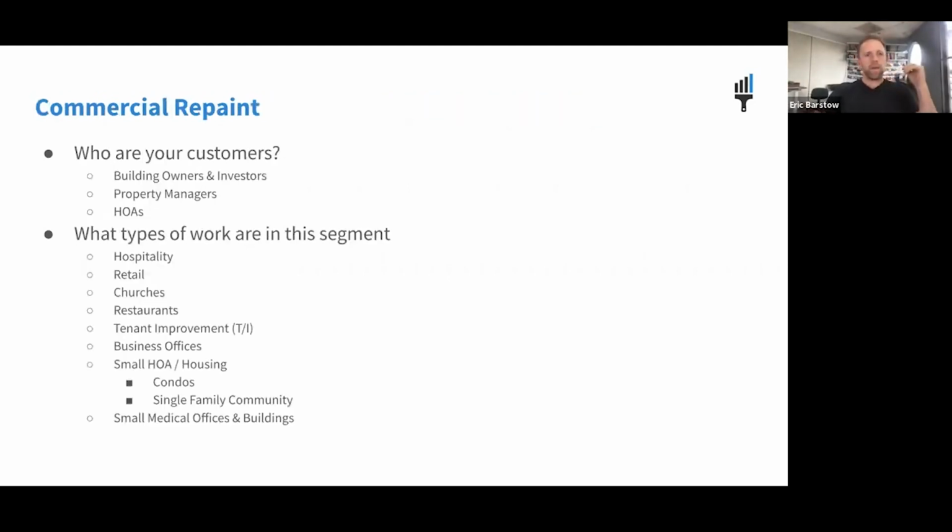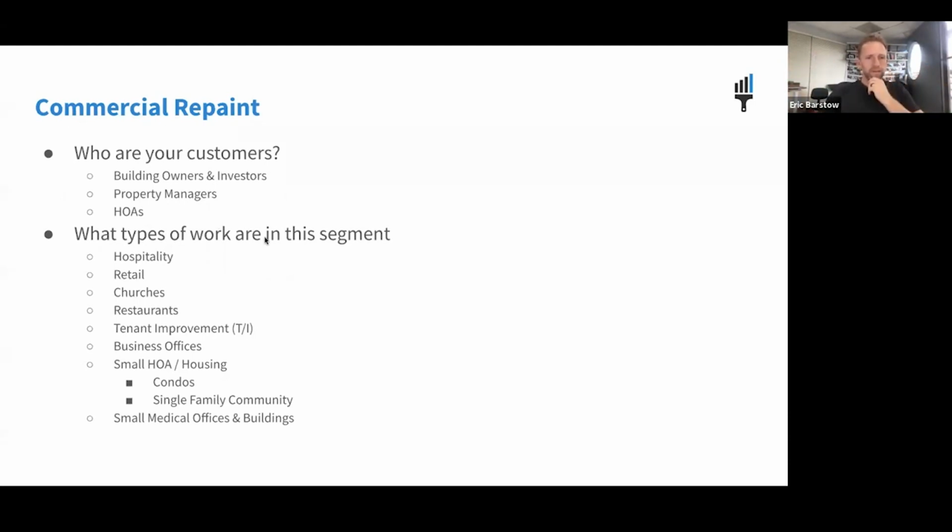So commercial repaint, your customers in commercial repaint are building owners and investors, property managers, and HOAs, mostly. Sometimes it might be a business owner who owns their building. You might work for community managers or asset managers. There might be other titles, but essentially these are the customers. We're working directly for the building owner or the commercial real estate investor, or working for the property management company that manages the property, or we're working directly for an HOA that oversees the condominium complex, the townhome complex, the apartment complex, the home association, and all the homes.